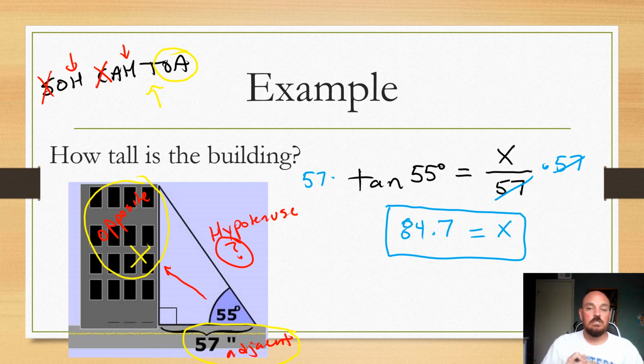So that's how SOHCAHTOA works, not just to set up an equation like we did in part one, not just say, okay, tangent equals opposite over adjacent, let's just put the numbers in and move on. Now all of a sudden we are using them to find missing parts of triangles.